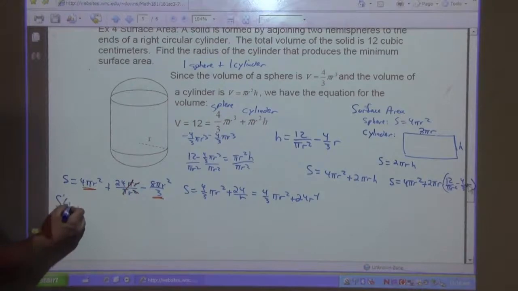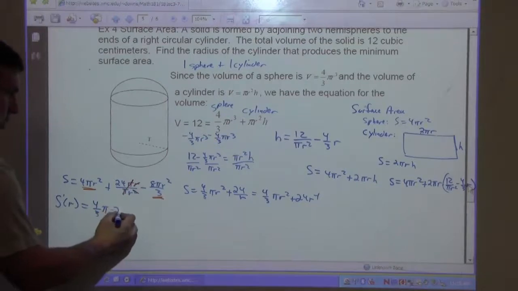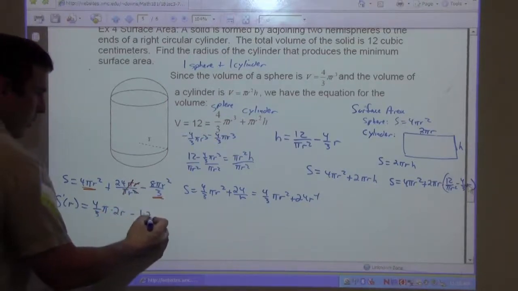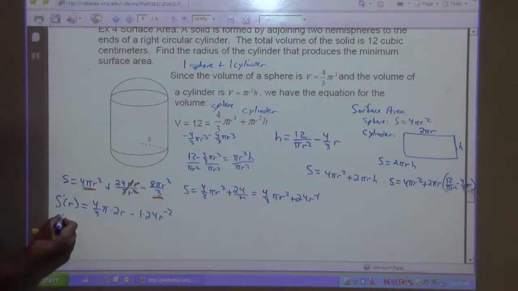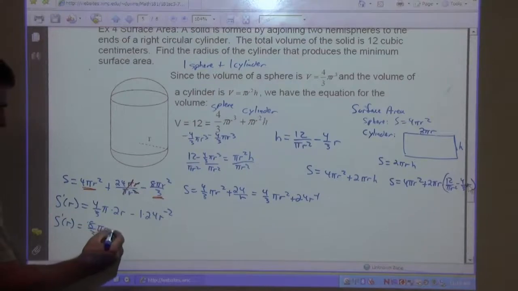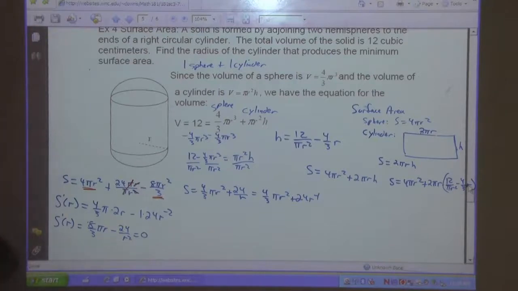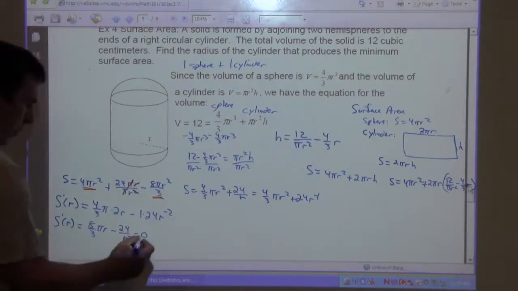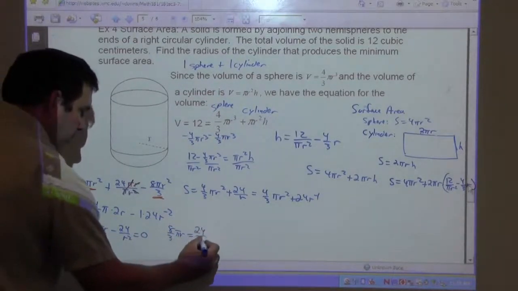So S prime of r is going to be 4/3 pi times 2r minus 1 times 24r to the negative 2. So we want to put this first derivative, set it equal to 0. So call it 8/3 pi r minus 24 over r squared equals 0. To get the critical numbers, that means 8/3 pi r equals 24 over r squared. Just moving that over.